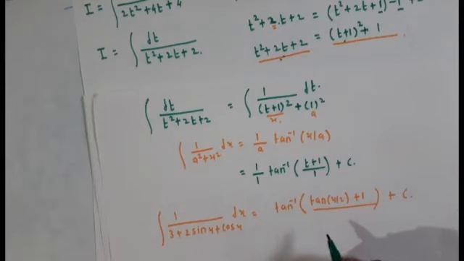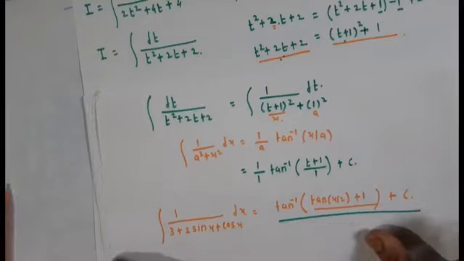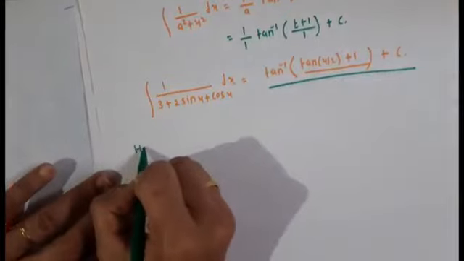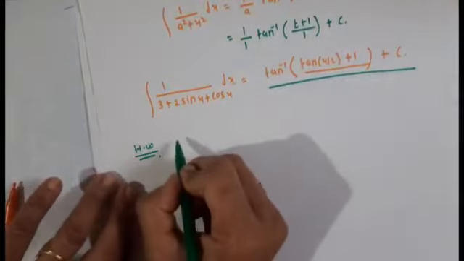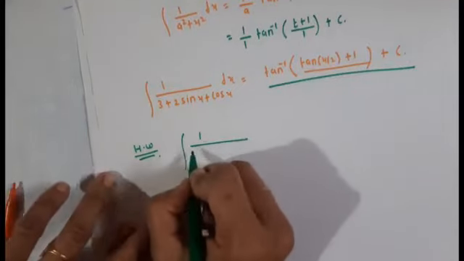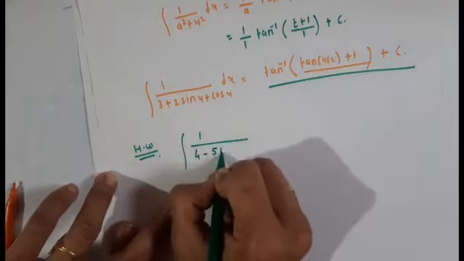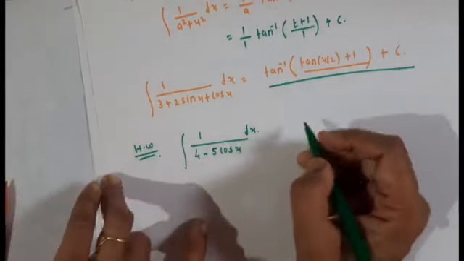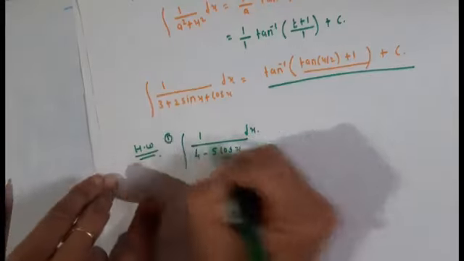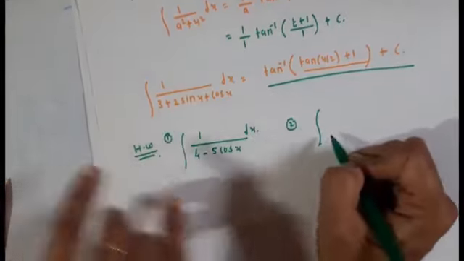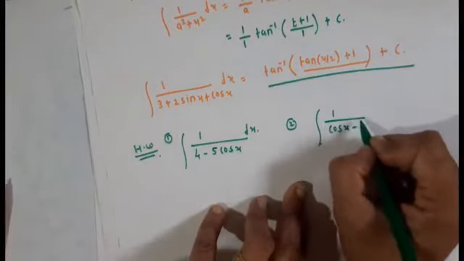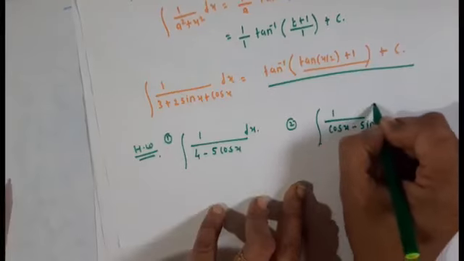Okay, this is the solution for the given integration. Okay students, so take one problem as homework, solve it, that is integration of 1 upon 4 minus 5 cos x with respect to x. And the second problem is, evaluate integration of 1 upon cos x minus sin x with respect to x.